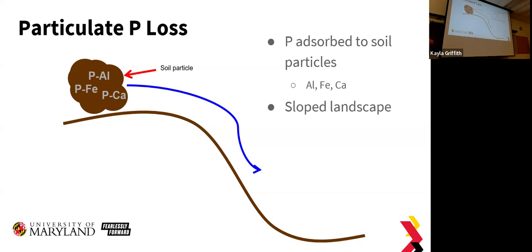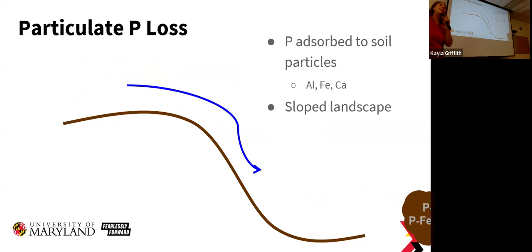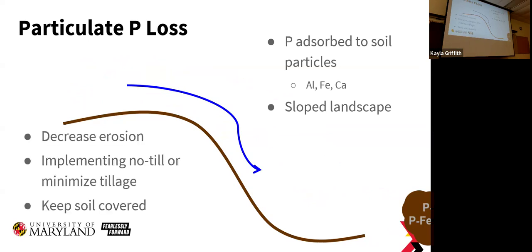Generally, we're going to see particulate P losses in a sloped landscape, all right? We're going to get a really heavy storm, a really flashy storm, some type of event that is going to physically move that entire soil particle off of the field into a nearby water body, all right? And that's how we're losing the P. It's taking the soil with it, or it's going with the soil. So how do we manage this? How do we deal with this, right? We want to recommend practices that are going to decrease erosion, keep those soil particles in place on that field. No-till, minimize tillage, cover crop, anything that's going to keep that soil covered, protect it from loss in a precipitation type event, okay?